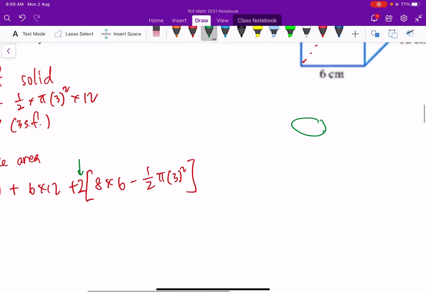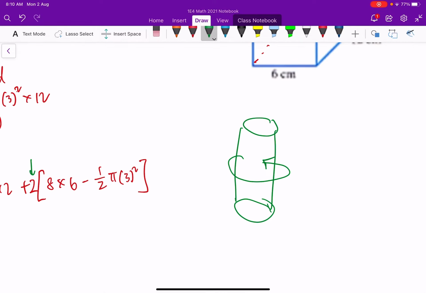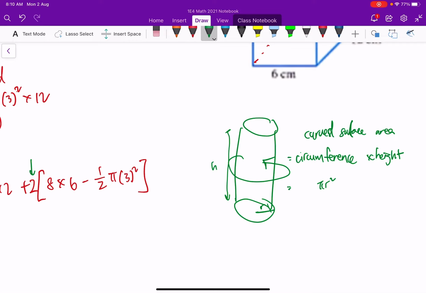Okay, so now I want you to think of cylinder. This is the more difficult one. How do you find the curved surface area of a cylinder? Okay, we learned before. It will be the circumference times height, right? To find the curved surface area. Okay, and the circumference is always pi r squared. Okay, if this radius r, if this is h. Okay, because it's a circle, right? Pi r squared times height.